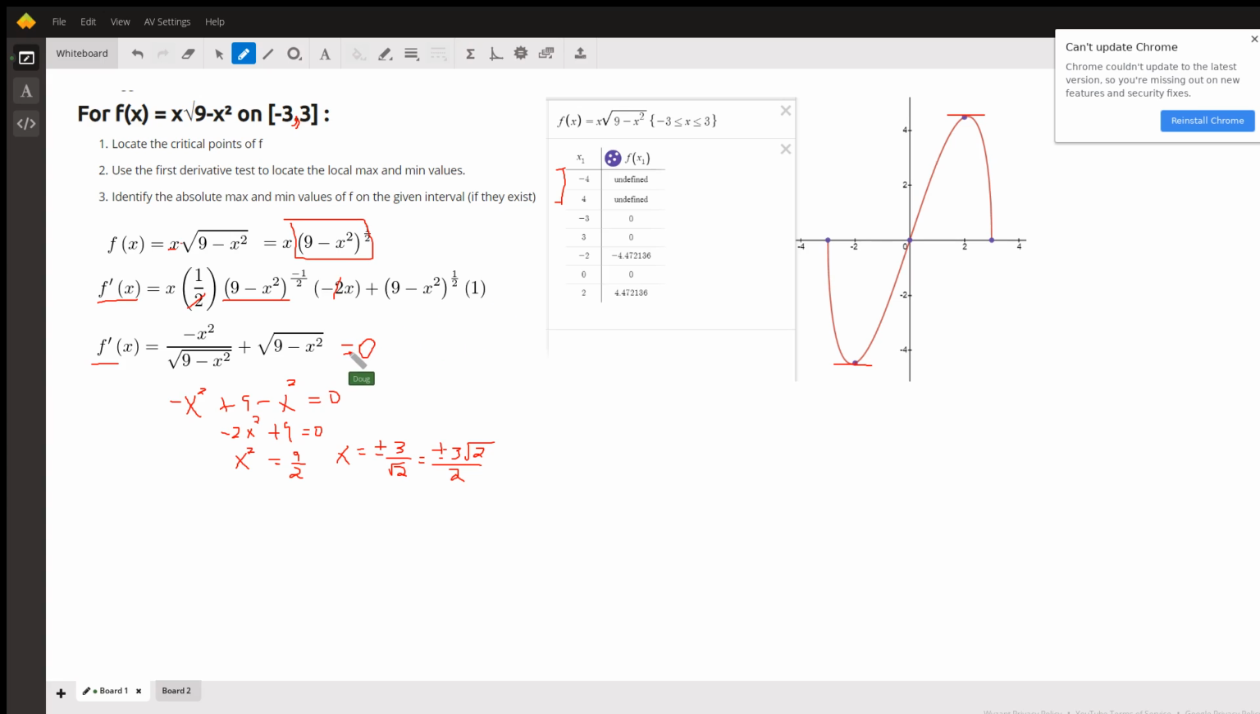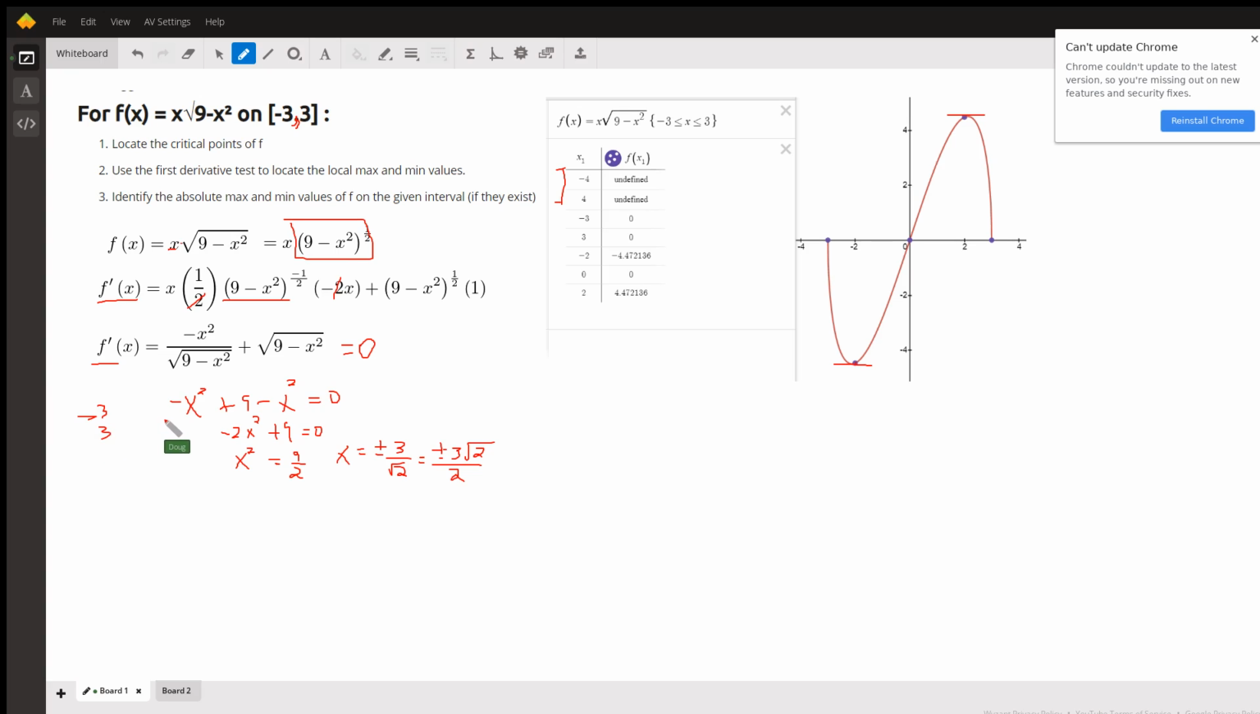And we want to know what are the critical numbers. That's when the first derivative equals 0 or when it's undefined. This first derivative is undefined when x equals 3 or -3, because we would be dividing by 0 right here. So -3 and 3 are critical numbers.